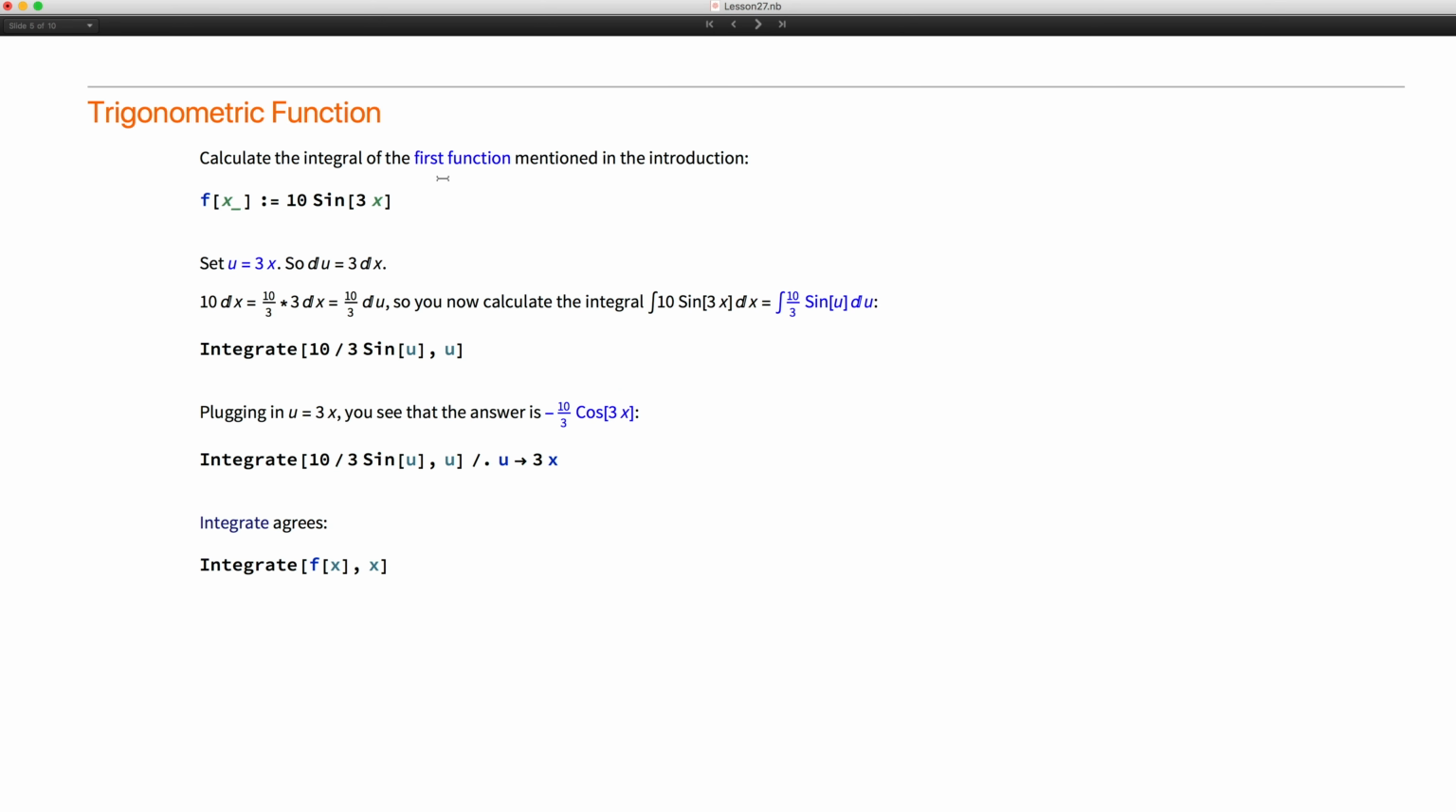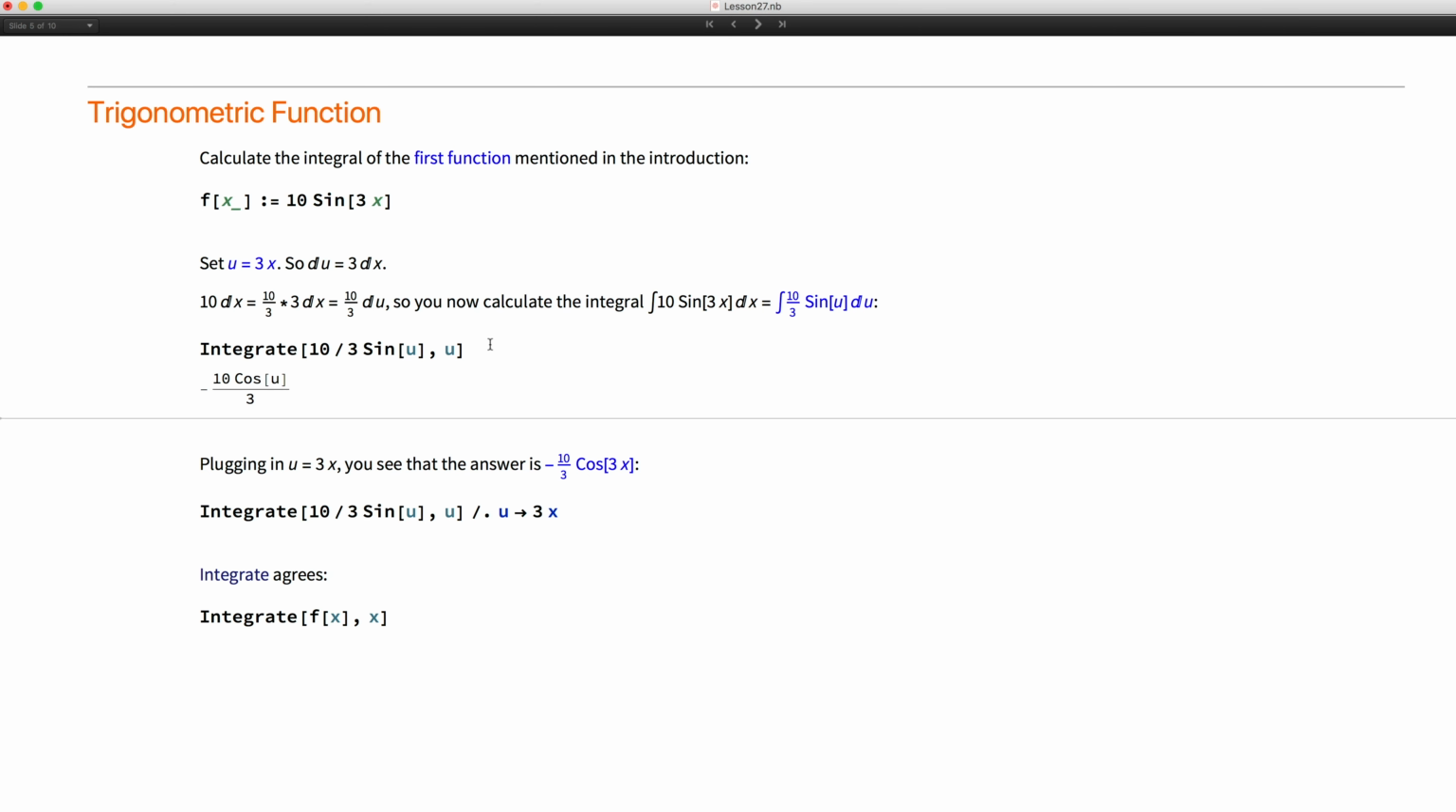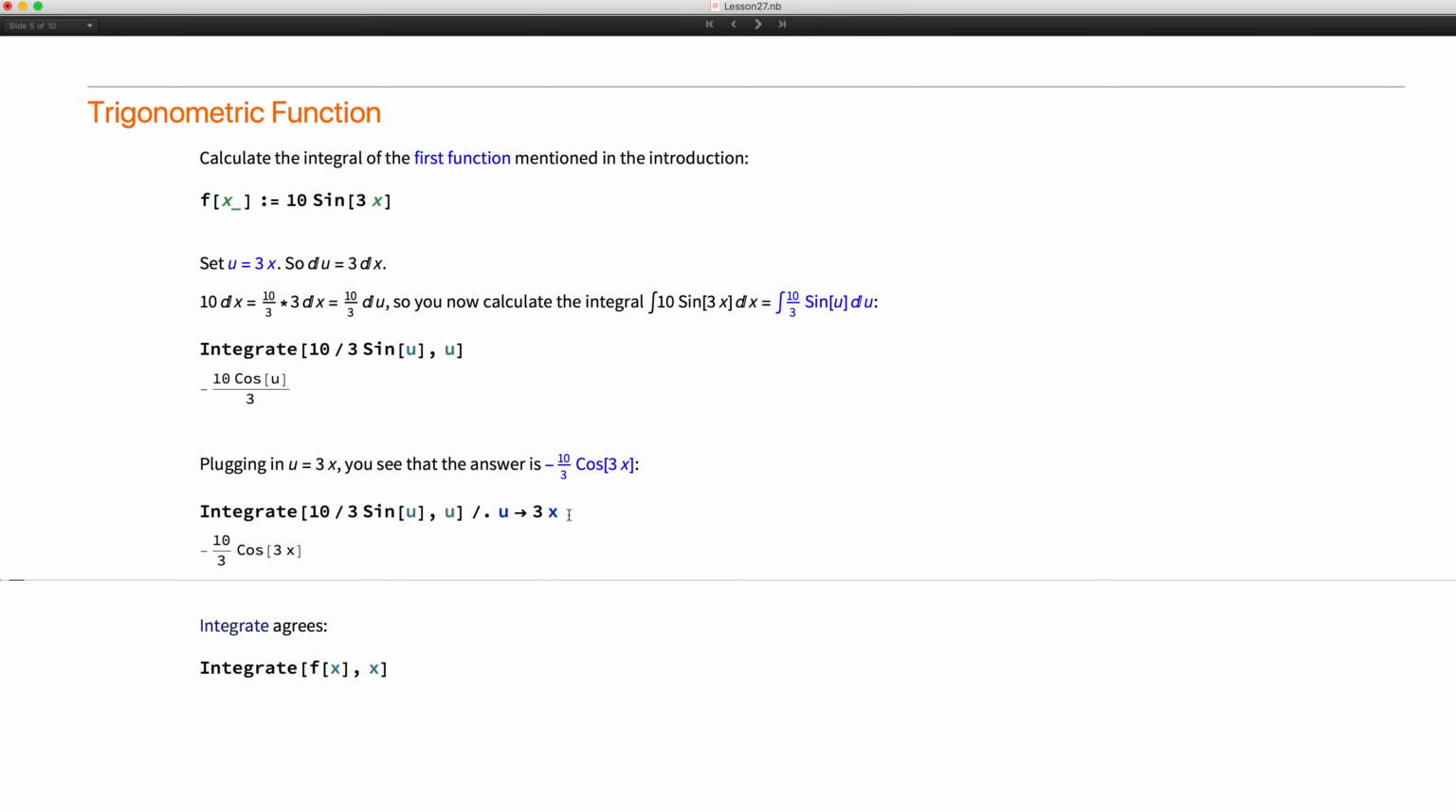As an example, let's take another trig function. So 10 times sine of 3x. Again, you set u to be 3x. So du is 3 times dx. But then you have a 10 over here. So you make a small adjustment and write it as 10 over 3 times 3. And so you get back that the integral really is 10 over 3 times sine u. You integrate that. But then recall that u is 3x. So you plug that back in, and you get back the exact answer, which is what Integrate would give you if you tried it directly.